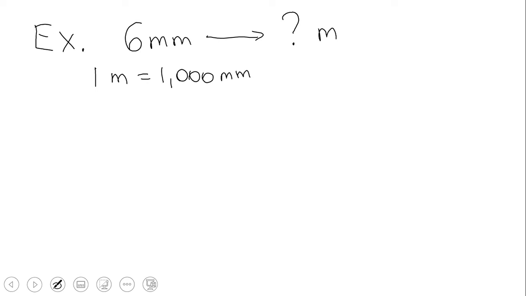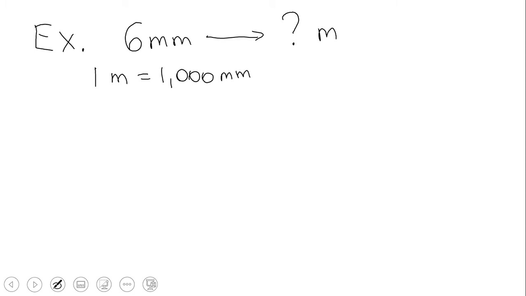So I look at my original number. It's in millimeters. I want to turn it into meters. The units that I have are in the numerator, because that's all I have. So if I want to cancel those millimeters, I need to multiply that 6 millimeters by something with millimeters in the denominator, so that they will cancel each other out. And I also need to have something with meters in the numerator, so that when I multiply, I get something at the end that is in meters.